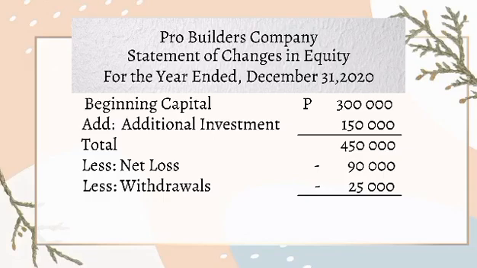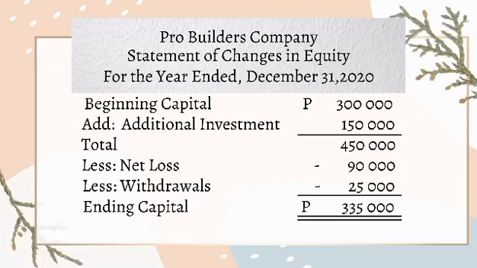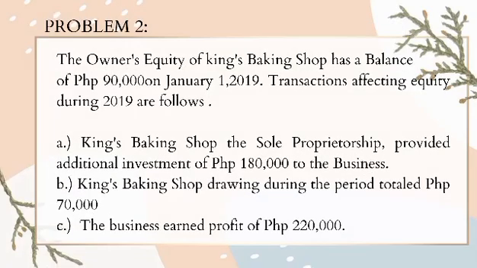For the last step, we will compute the ending capital balance. From the total of 450,000 pesos, we will less the net loss and withdrawals, which will give us the total of 335,000 pesos. So the ending capital of ProBuilders Company for the year ended December 31, 2020 is 335,000 pesos. Now, we will continue with problem number 2.